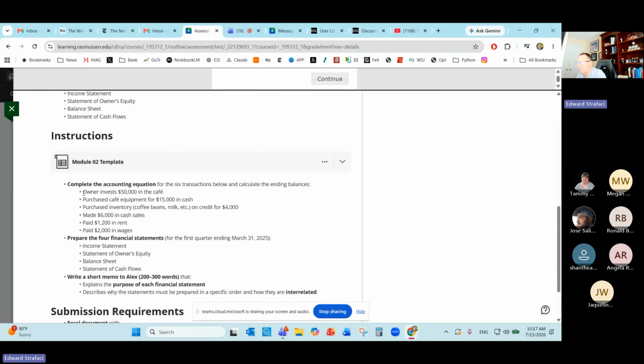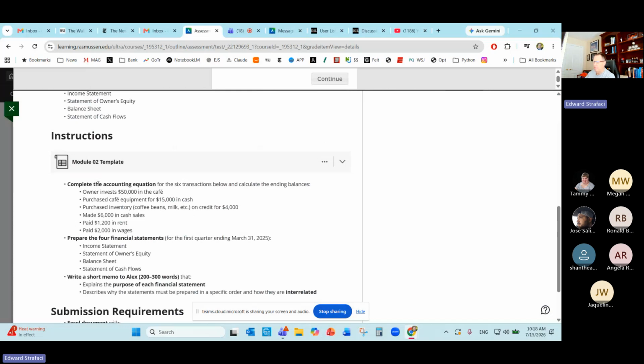He's going to purchase equipment for $15,000. That's a debit to cash and an increase in assets. He's going to purchase inventory again, but it's on credit, so that's an accounts payable. He made some sales, so that's on your income statement. And he paid rent and paid wages. That's also on your income statement.